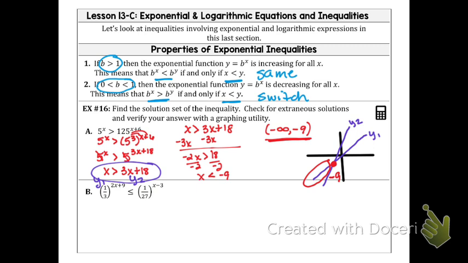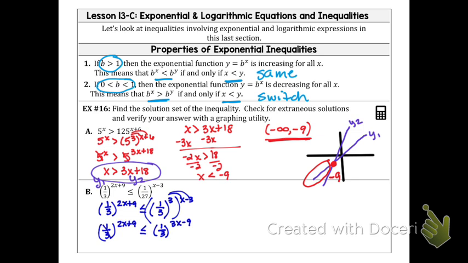All right, look at B. We can get like bases because we know 27 has a base of 3. So this is going to be 1/3 to the 2x plus 9, less than or equal to 1 over 27, which is 1/3 raised to the 3, because what gives me 27? A 3. And that's all raised to the x minus 3. So I end up with 1/3 raised to the 2x plus 9 is less than or equal to 1/3 raised to the 3x minus 9.